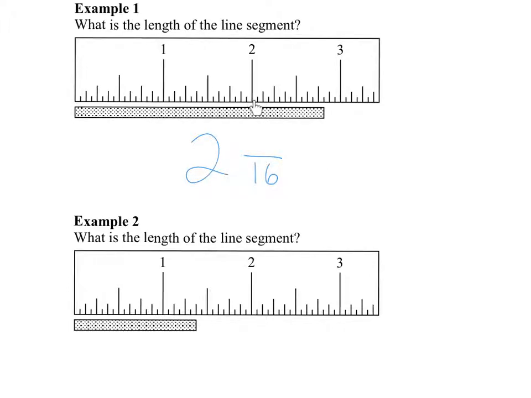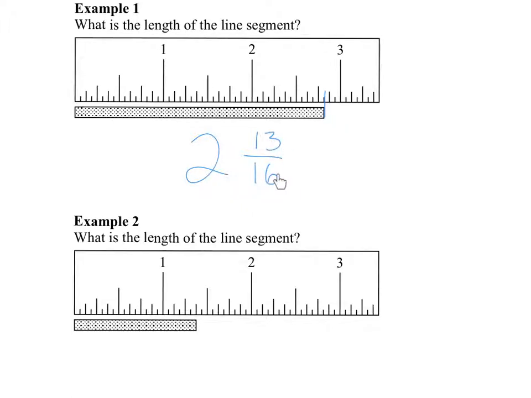So it's 2 and 1, 2, 3, 4, 5, 6, 7, 8, 9, 10, 11, 12, 13 16ths, okay? So 13 16ths, because it goes right to that line. And that is in simplest form. We can't reduce that number because 13 is a prime number. The only numbers that multiply into 13 are 1 and 13, and only 1 goes into 16.